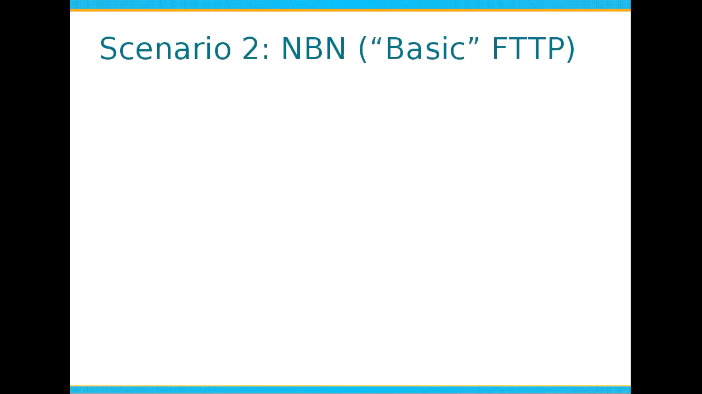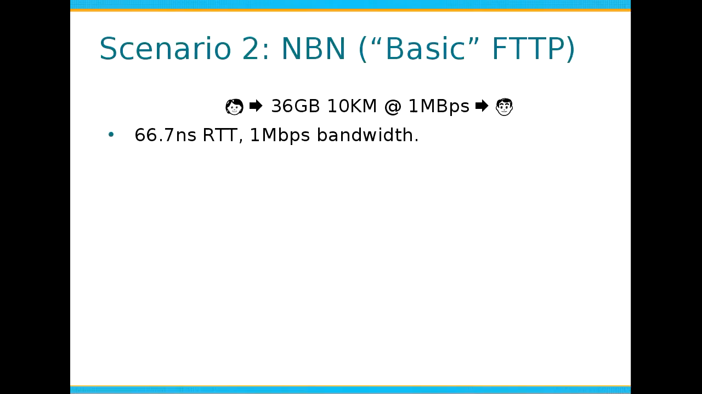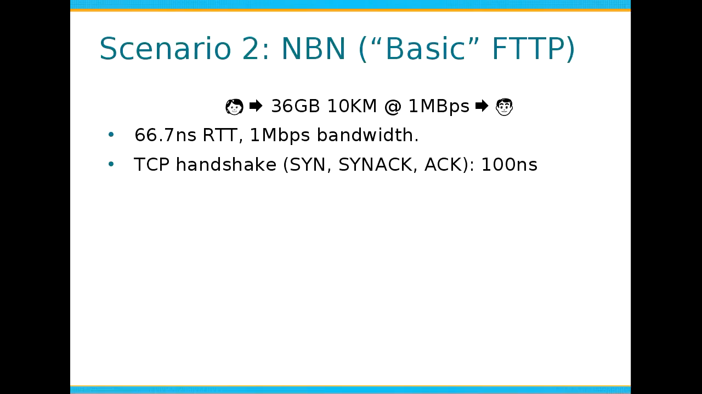Scenario 2, we're talking about NBN here in Australia, and their basic fibre to the premises, which is actually somewhat fast. 36 gig of data on their basic plan is only 1 megabit per second. The 66.7 nanosecond round trip time is actually quite good. So it's less than a millisecond, so the ping times are quite good, but the bandwidth is quite low.